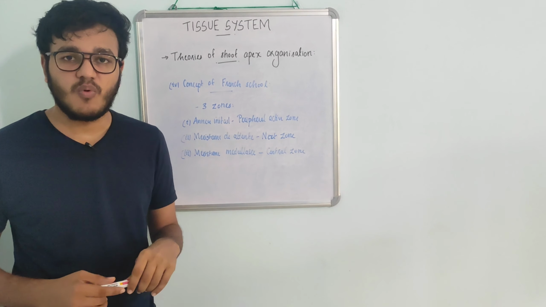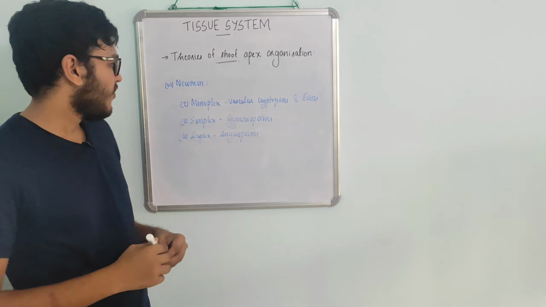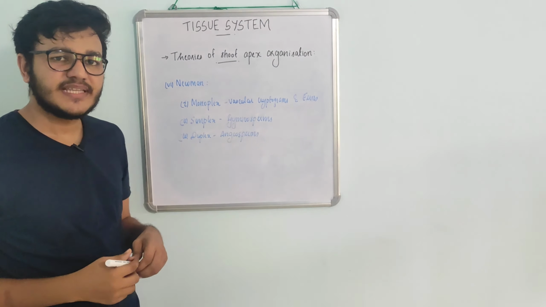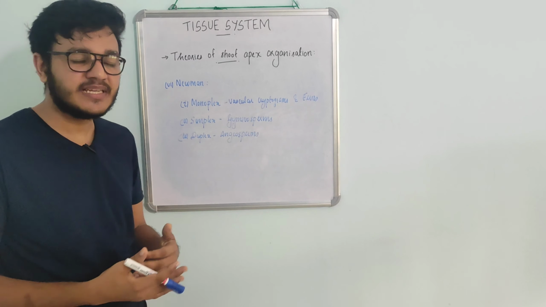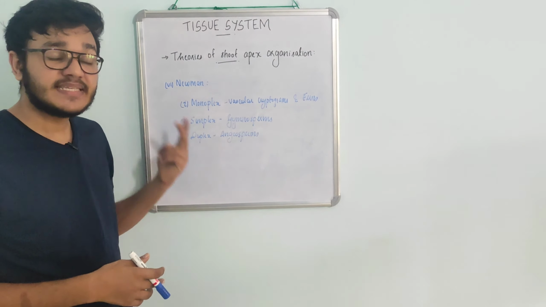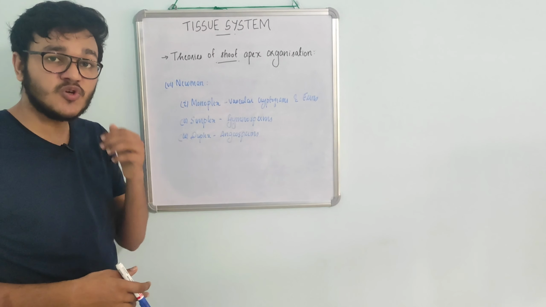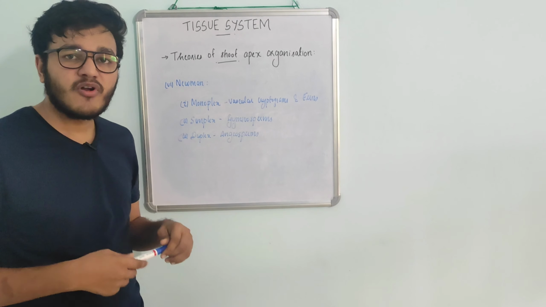Now let's focus on the final one, that is Newman's concept. It is not actually a theory or something like that. He identified three types of initials in plants. The first one is monoplex, the second one is simplex, and the third one is duplex. It is based on the number of initials present.